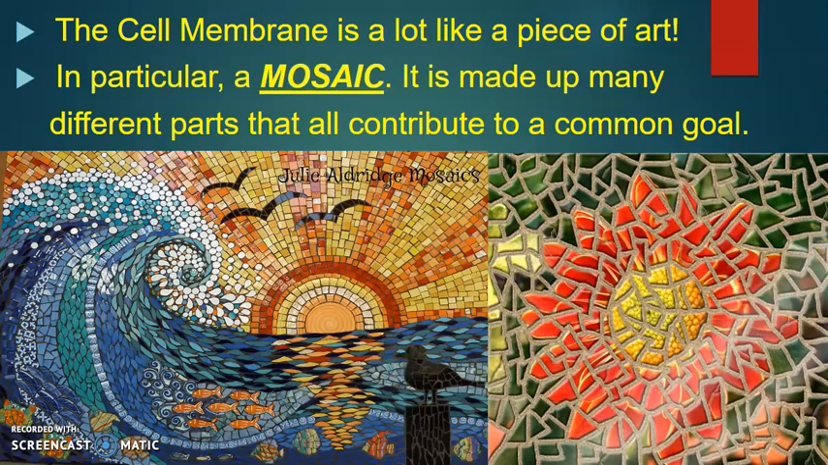Now, the cell membrane, we'll become an art teacher here for a second. The cell membrane is like a piece of art. In particular, a mosaic, which is a picture that is made up of many different components that are all contributing to one goal. In this instance, a visually appealing work of art. I love this one here at the beach with the wave, just made out of loose tiles, broken up, put together in a particular condition. I even love how the sun here is glaring off the water. That's really cool. The cell membrane is going to be the same thing. Lots of different components being put together to make the overall membrane.